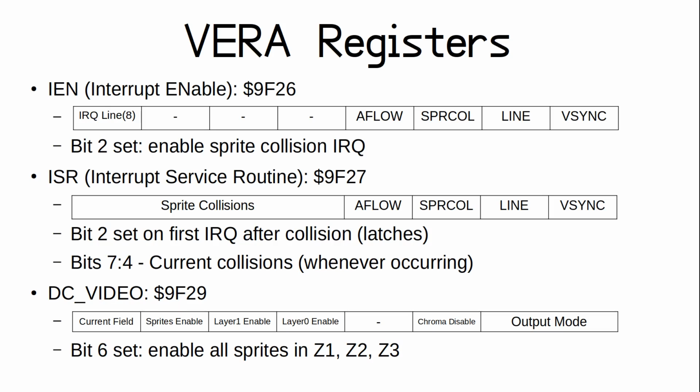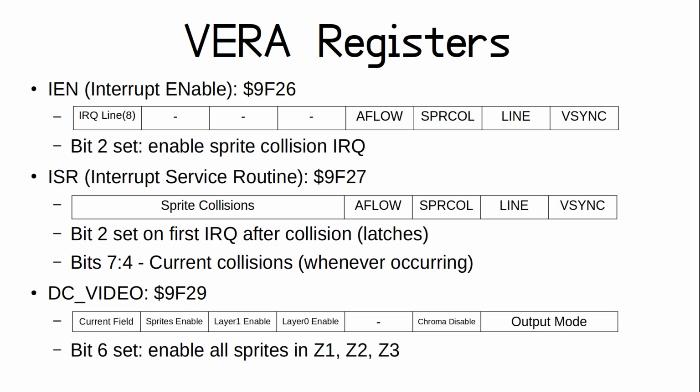To control the general behavior of sprites, we have some familiar VERA registers to deal with, starting with the IEN and ISR interrupt registers. We've already seen how to deal with VSync and line interrupts, but today we are going to get into sprite collision, or SPRCOL IRQs. To enable them, first you need to set bit 2 in the IEN register. Then, when an IRQ happens, you can see what triggered it in the ISR register.